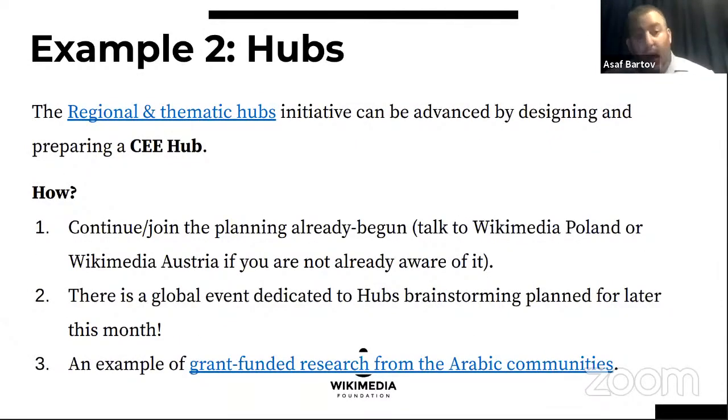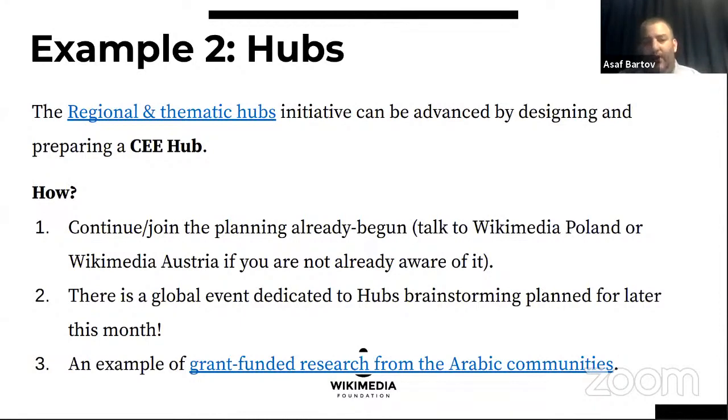Example number two is hubs. Again, this is something that is ongoing. It is making some progress. And what can you do about it? Well, obviously, work. You can help out in preparing a CEE hub. There's already some planning going on, as I mentioned, driven by Wikimedia Poland and Wikimedia Austria. But I know for a fact they are very, very eager to have all of you participate and help. Attend this event that was just announced today at the end of the month and learn about the thinking in other proto hubs and see how that translates or doesn't to the CEE situation.